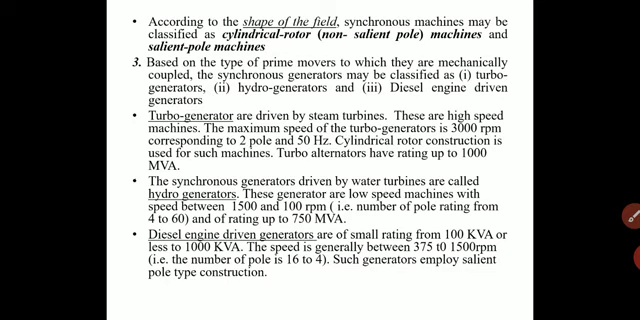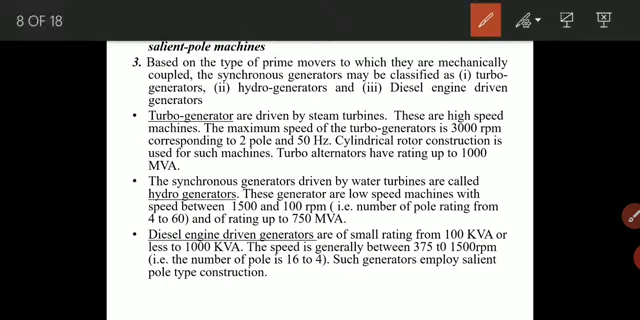Then the next classification is based on the type of prime mover. Based on the type of prime mover, it is classified into three types: turbo generator, hydro generator, and diesel engine driven generator. So first we see what a turbo generator is. Turbo generators are driven by steam turbines.